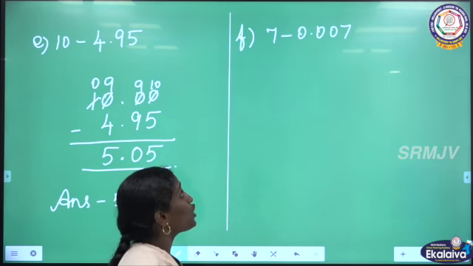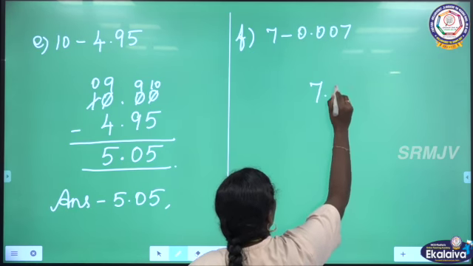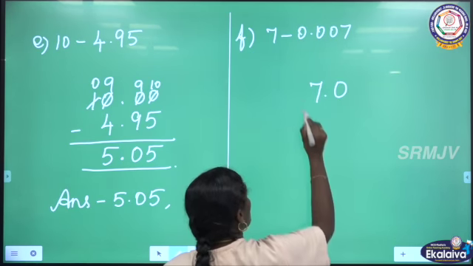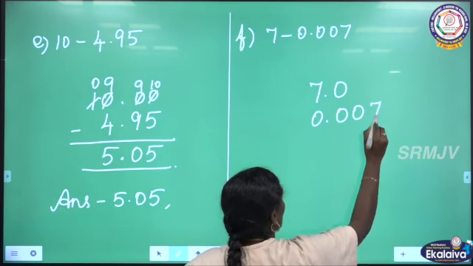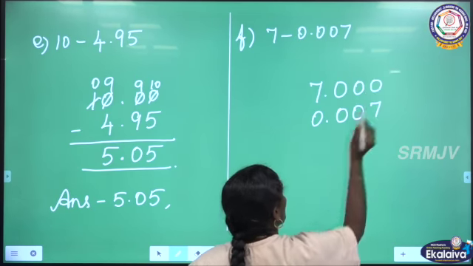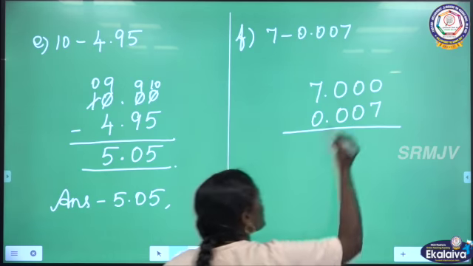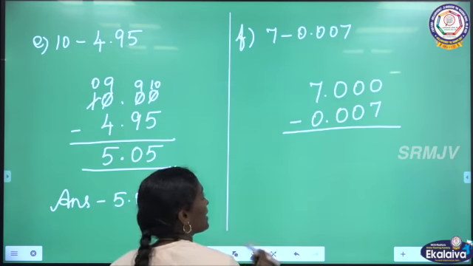Okay, see the next one. 7 minus 0.007. Here also 7 is the whole number. The decimal part is 0. The second number 0.007. Here 3 decimal places are there. To make the decimal numbers like decimals, I am adding 2 more zeros. Now these 2 decimal numbers are like decimals.